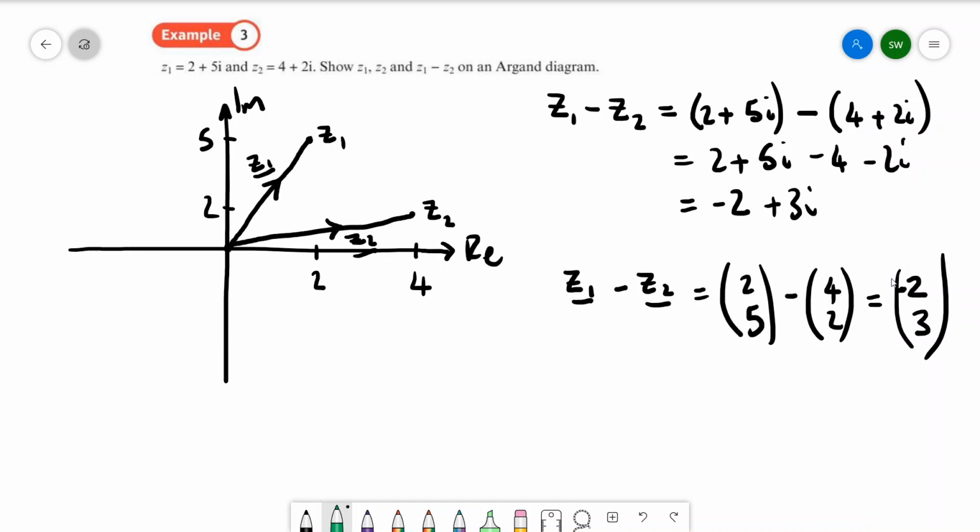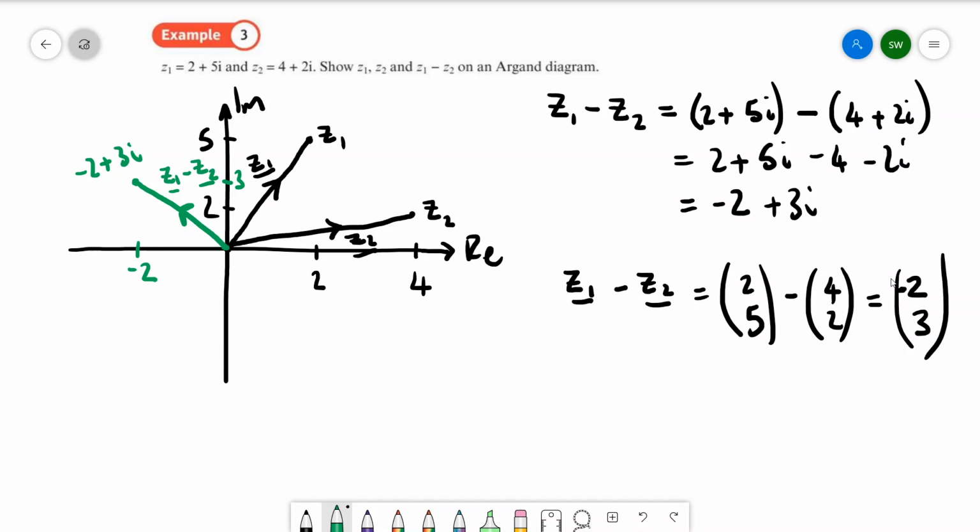So let's sketch that on. Minus 2 and 3 on the vertical axis. So we've got that there. So that's our complex number, which is minus 2 plus 3i. And again, we could represent that using a position vector. So this vector here is Z1 minus Z2. That's our vector.